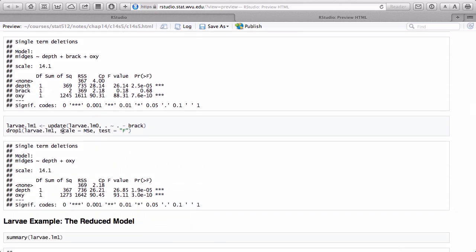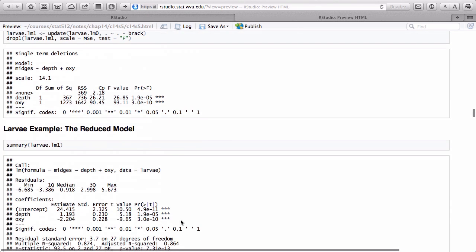So what I'm going to do now is take the model LM0, and I'm going to take that same model and subtract out brackishness. And I'm going to call that model larvae.lm1. And then I'm going to try to see if I can drop any more. And so notice the Cp, when I have none, is 2.18. And if I try to drop either of these out, it skyrockets. So basically, we're finished.